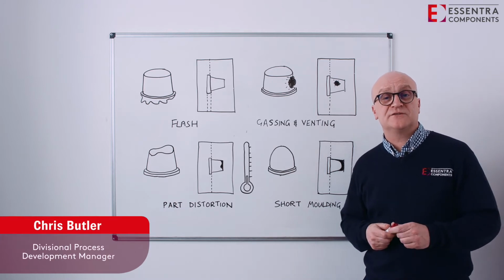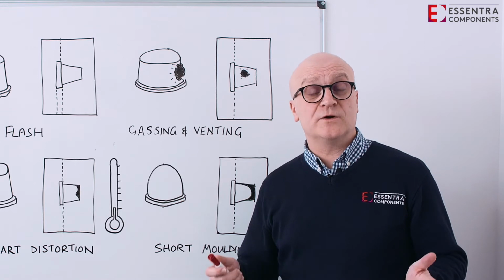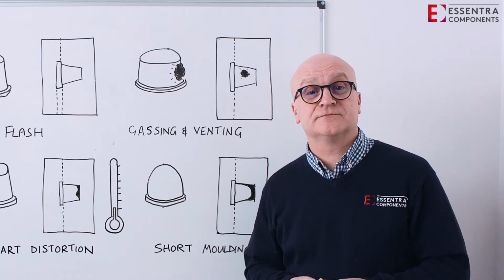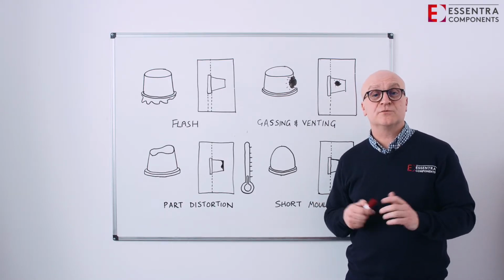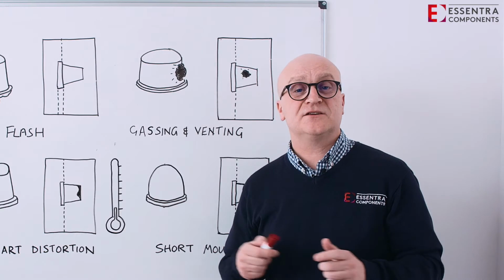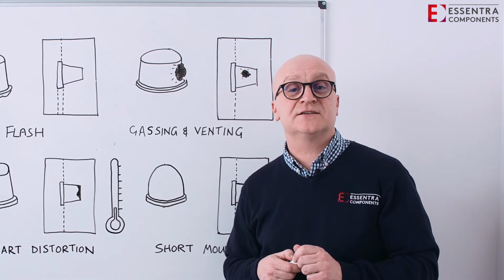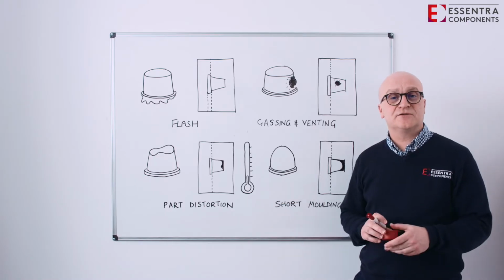I'm the Divisional Process Development Manager for Essentra Components, and in today's video we're going to talk a little bit about the most common faults within the injection moulding process. So on the board behind me you can see 4 of the most common faults within injection moulding. These occur if we don't get our process correct, if our tooling design isn't correct, and we haven't chosen the correct material. So let's take a look at some of the most common faults.